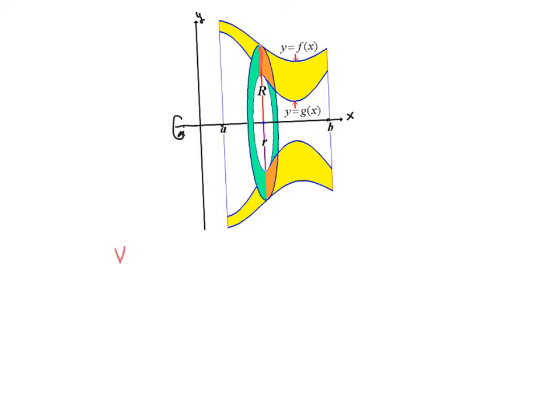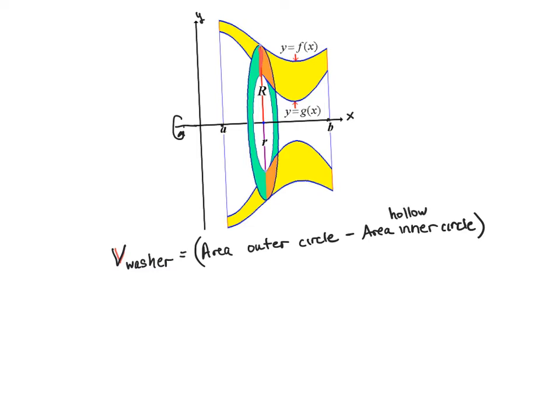So the volume of a washer would equal the area of this outer ring. And that would be the area of the outer circle minus the area of the inner circle, right? Because that inner circle's hollow. This is hollow. That would give us the area of the outer ring times the width.